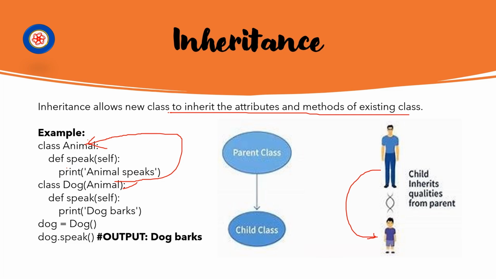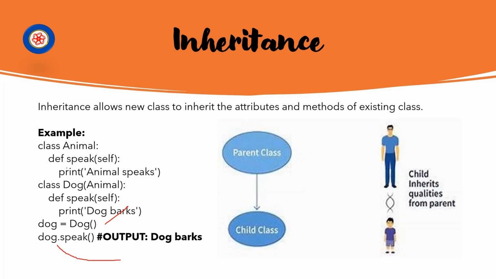But you can also add or override methods and attributes specific to the dog. Inside the dog class, there is a method called speak that overrides the speak method from animal class. When this method is called, it will print dog barks, not animal speaks. This line creates an instance of dog class and assigns it to the variable dog. Finally, this line calls the speak method in the dog instance, which prints the output dog barks.